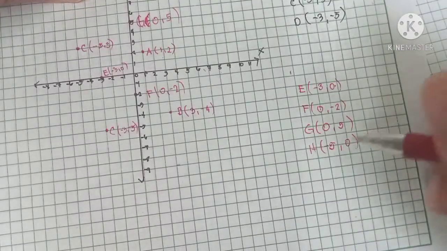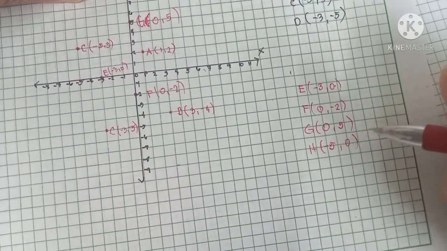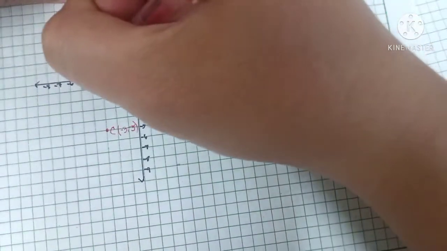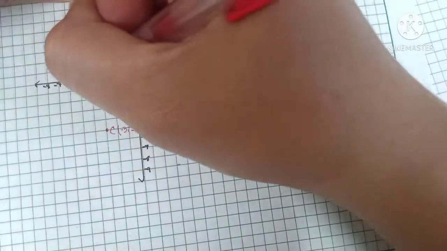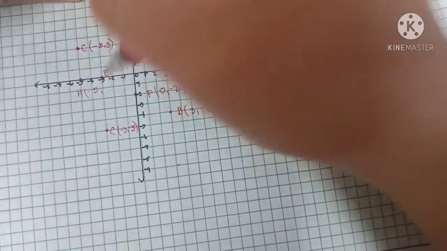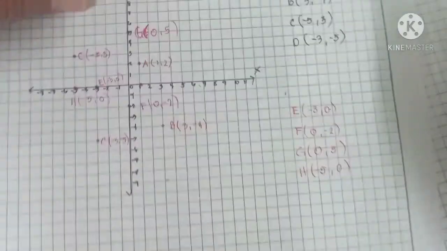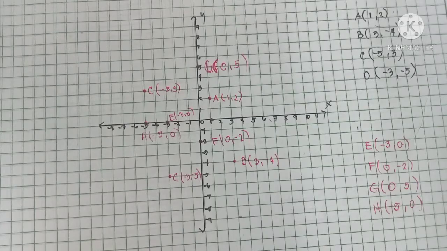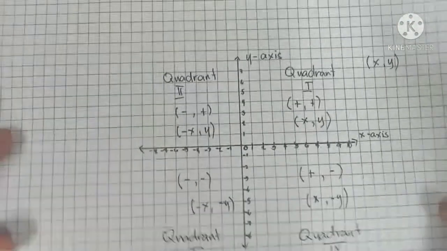Lastly, we have H, negative 5, 0. X is negative 5 and Y is 0. So this is our point H, negative 5, 0. So that is how we're going to plot points using our rectangular coordinate system.